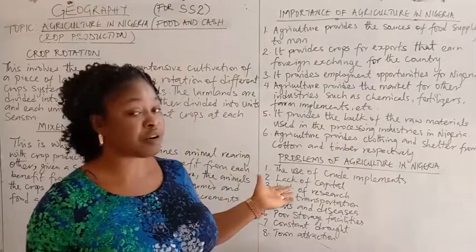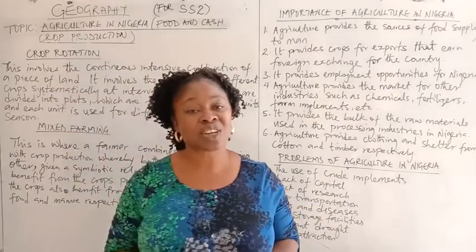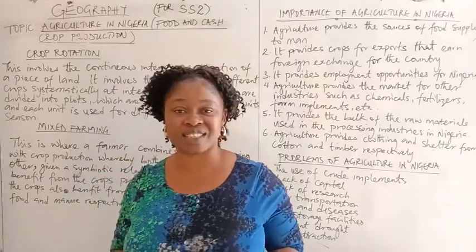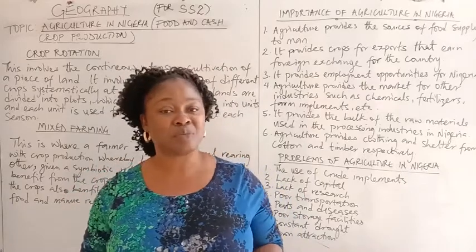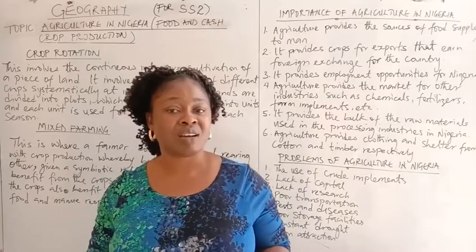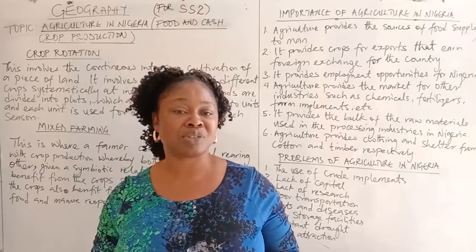Third, lack of research. Poor transportation system. Poor transport system also poses constraints to agricultural development. Bad road network in Nigeria causes damages to perishable agricultural produce.